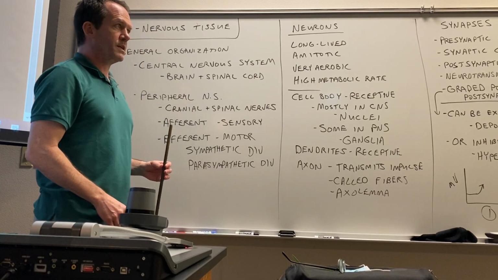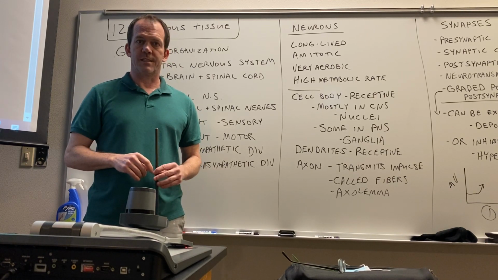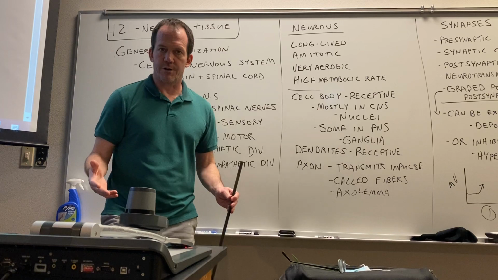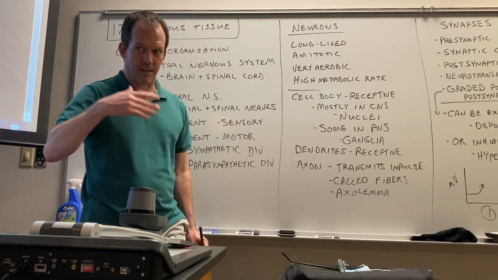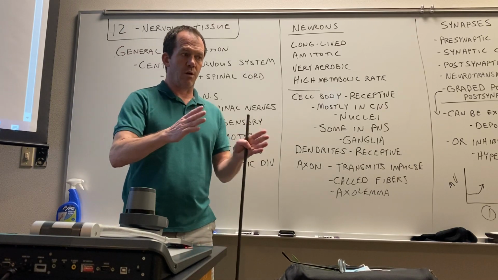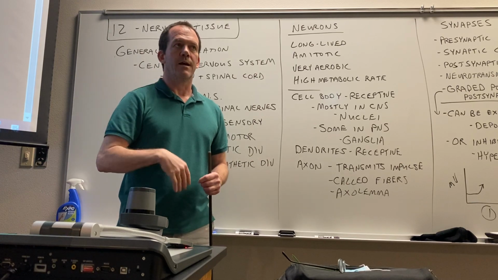This is going to be Chapter 12. This is 2401, Chapter 12, which is nervous tissue. So this is kind of introductory to nervous tissue. This is, by the way, the first chapter of the last unit. So this will not be covered on Test 3. This will be covered on Test 4 and the final.